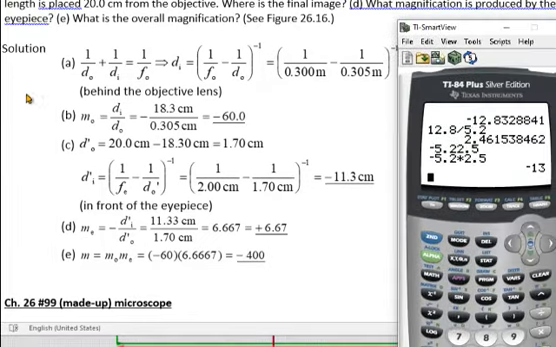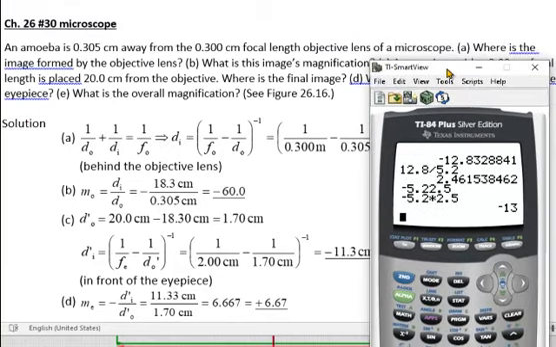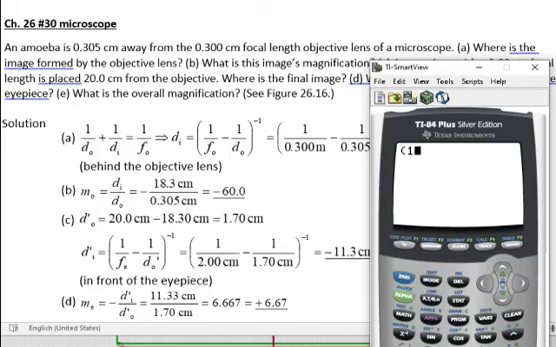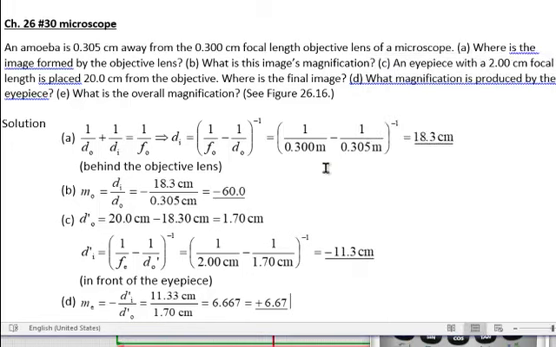So here the numbers that are given in the problem are, I'm going to clear this one here, so parentheses 1 divided by the focal length, so 3.00 is given, or it's actually 0.300. Then I subtract 1 over the object distance from that, so 1 divided by 0.305, parentheses, and then again to the negative 1, so I can get the image distance. And there's the 18.3 that you can see right there.